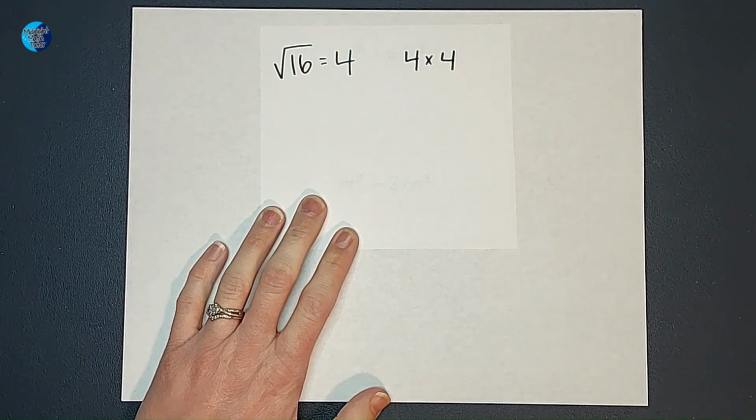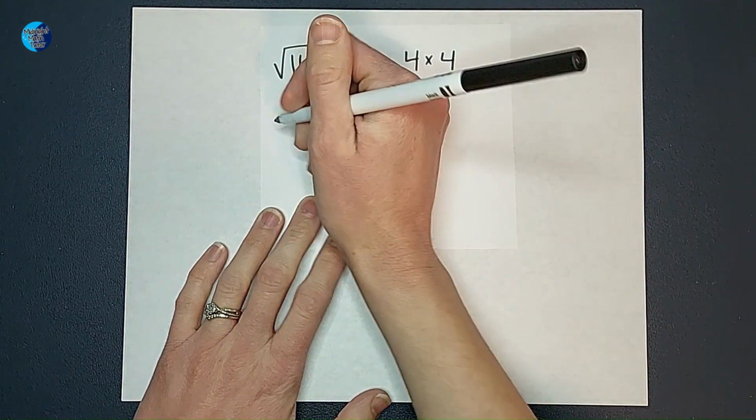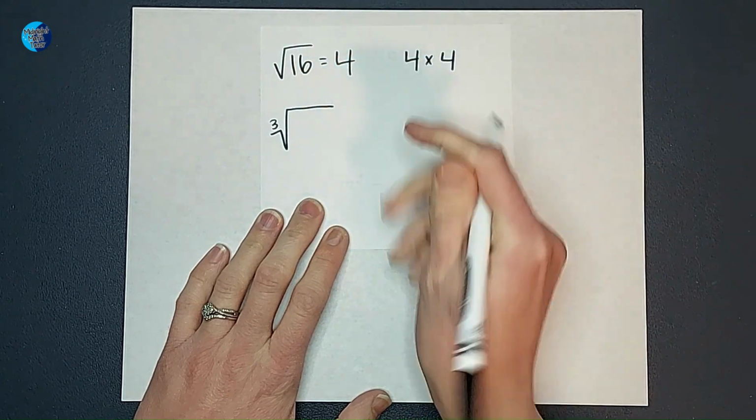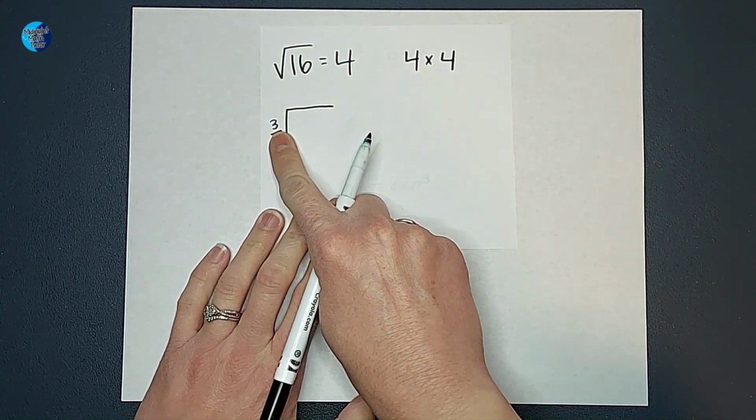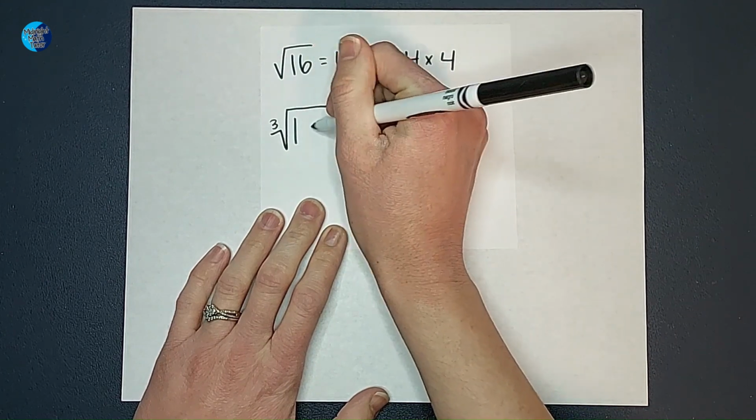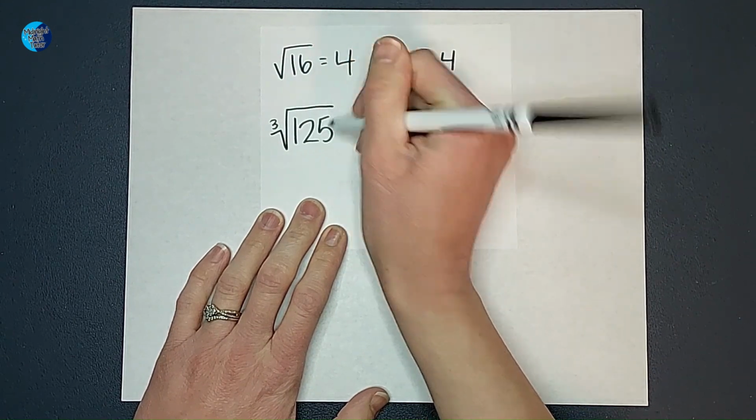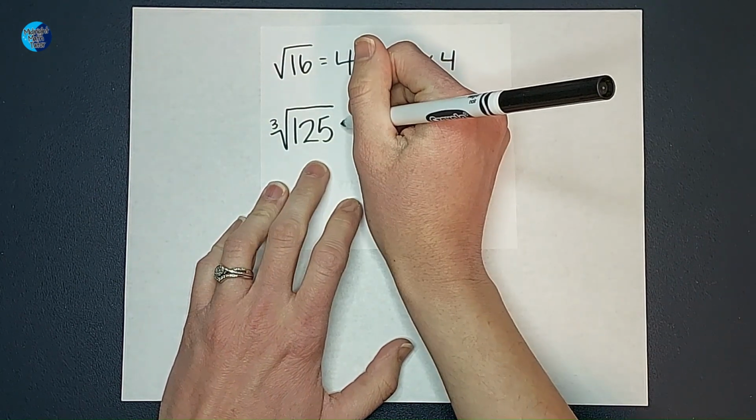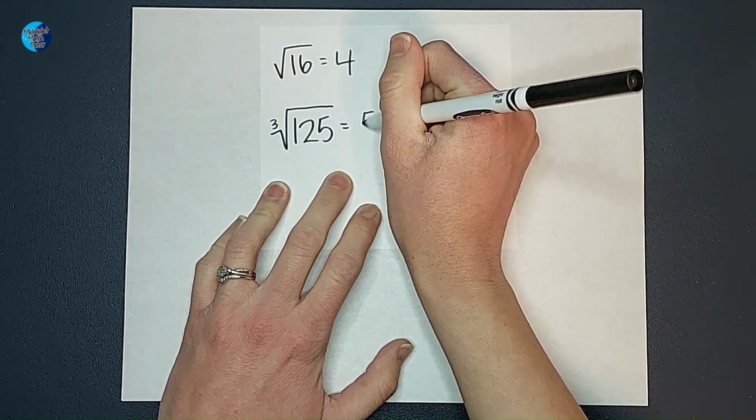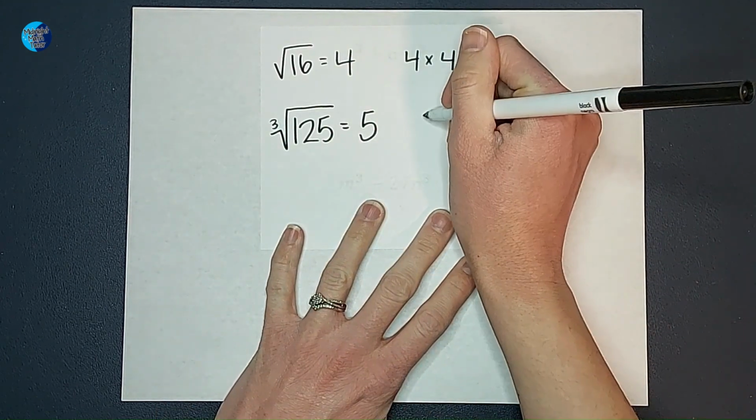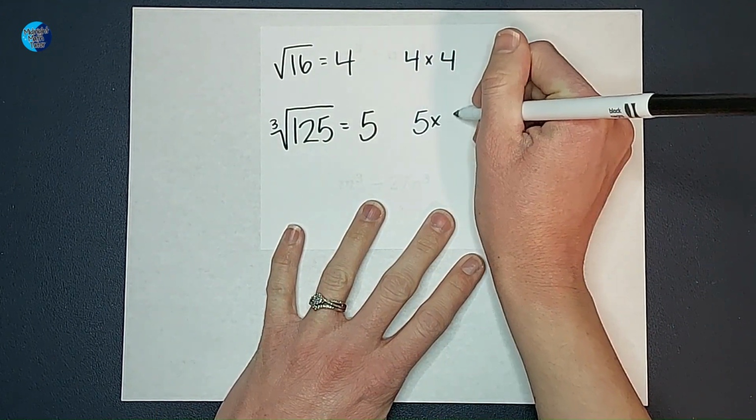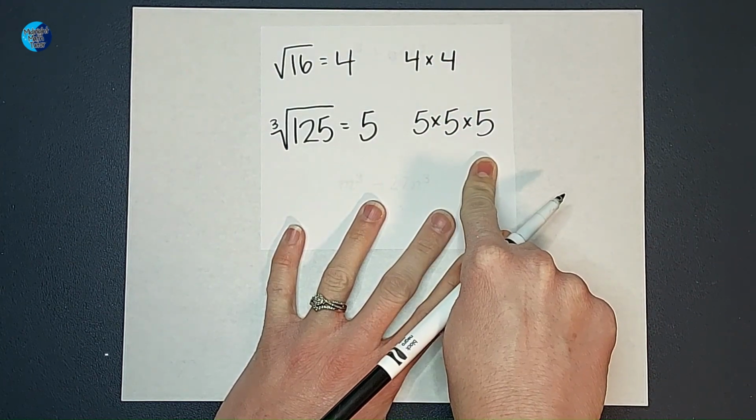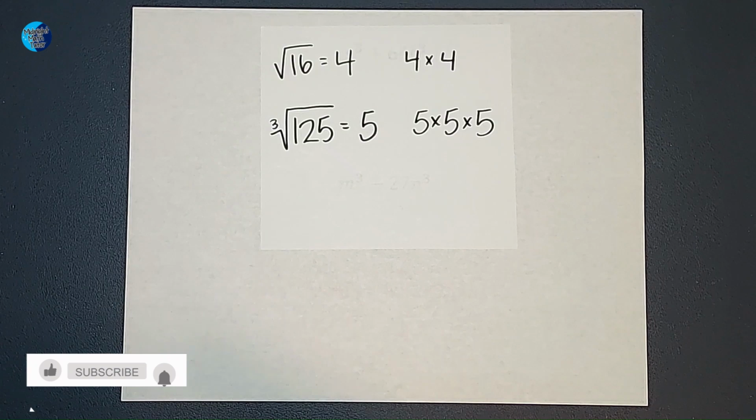Now, cube root is really the same thing. We are just asking, you probably guessed it, what number multiplied by itself 3 times will give me the number that's over here? We put a little 3 to signify that. So for example, the cube root of 125 would be 5. And that's because 5 times 5 times 5, itself 3 times, is 125.